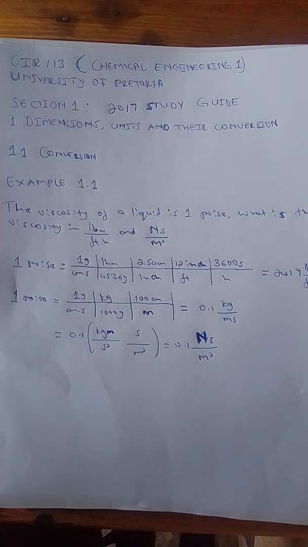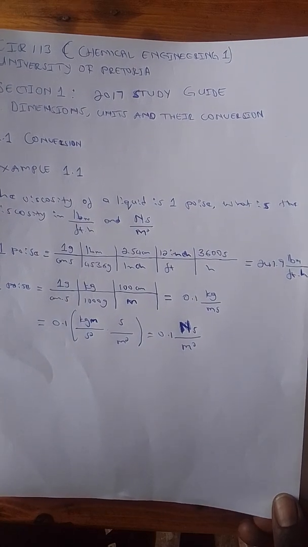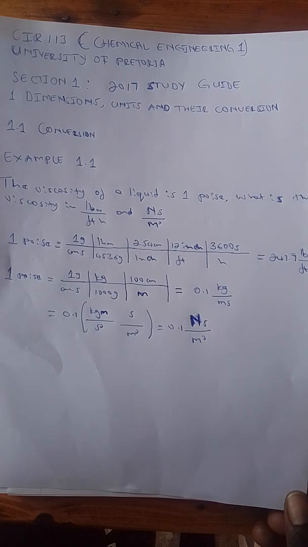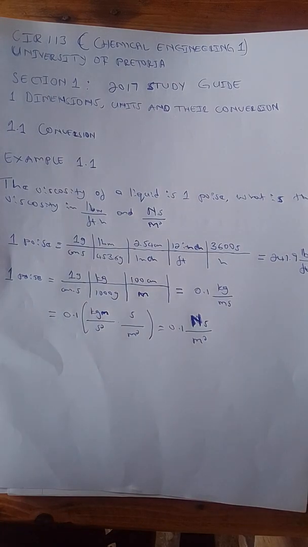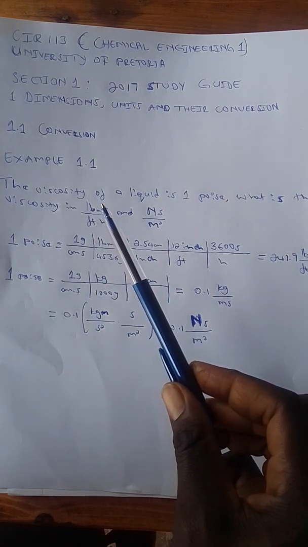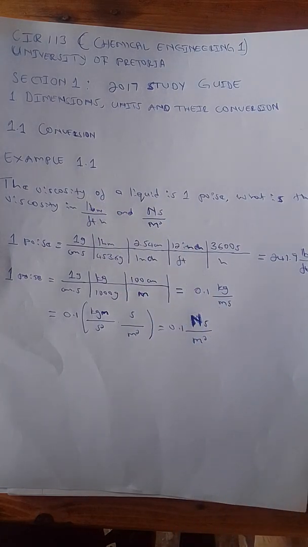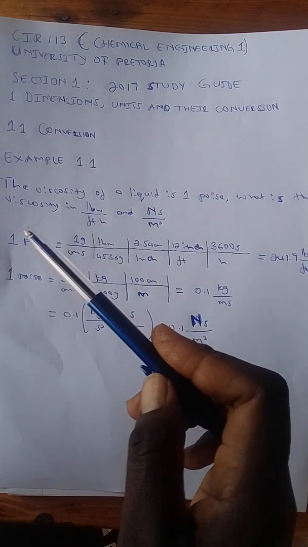Going straight to the study guide, I just want to look at an example. The very first example of the study guide is based on conversion. It's example 1.1 of the same 2017 study guide. The question says the viscosity of a liquid is 1 poise. What is the viscosity in pound mass per feet hour, and also in Newton second per meter squared.